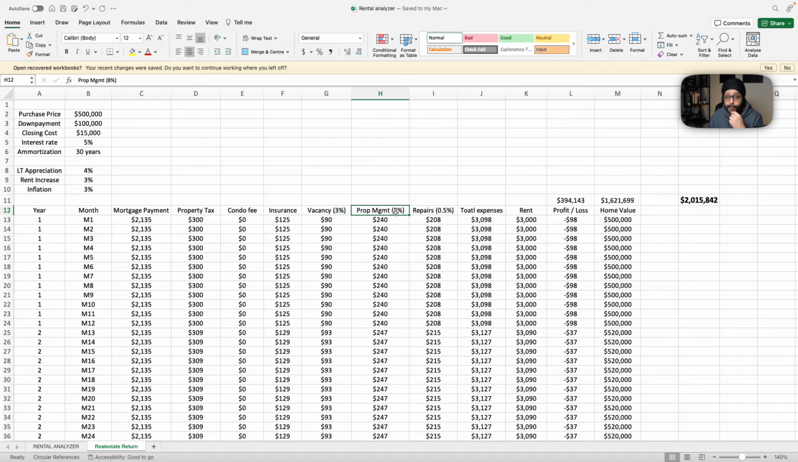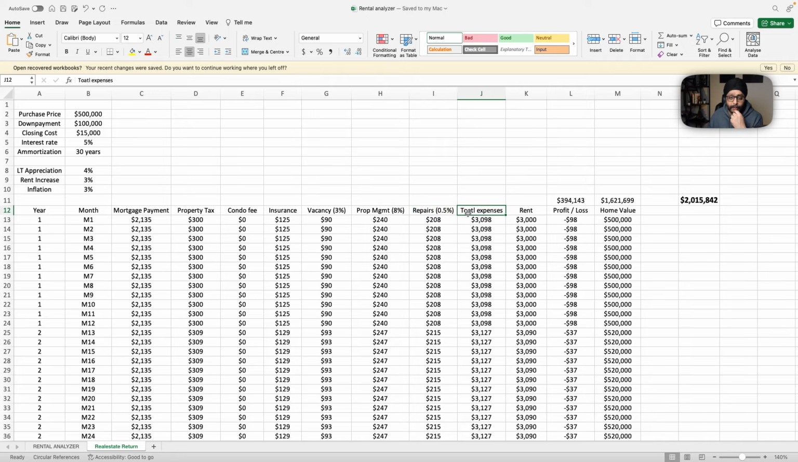Property management, I've taken 8% of rent. I've taken repairs of 0.5% per year, so 0.5% of $500,000, which comes to about $200 per month. If you buy newer properties, it will be much lower than that. Sometimes it can be higher. It just depends on how old the property is and how updated the appliances are.